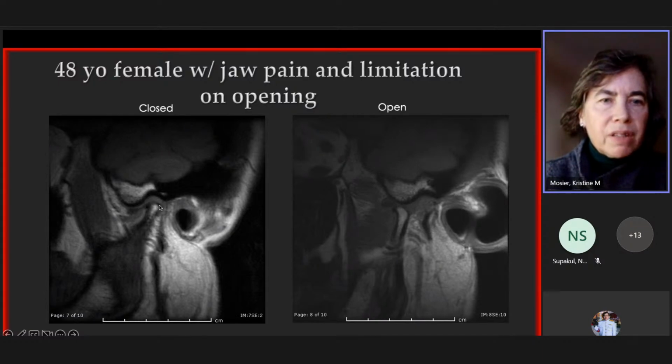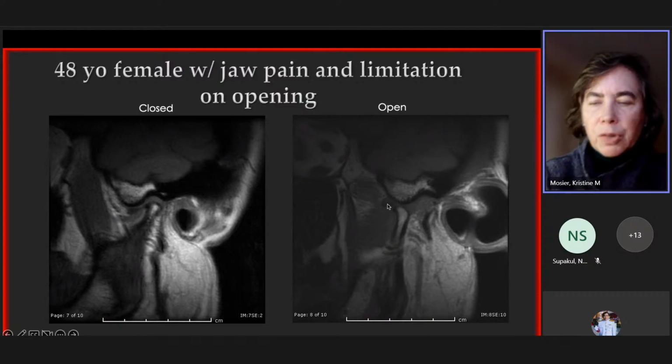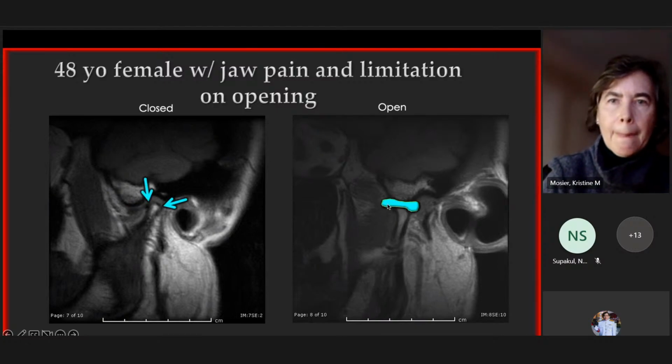And again, we see a little bit of flattening here, a little anterior osteophytes. And we see that the articular disc is displaced, but does not reduce on opening.